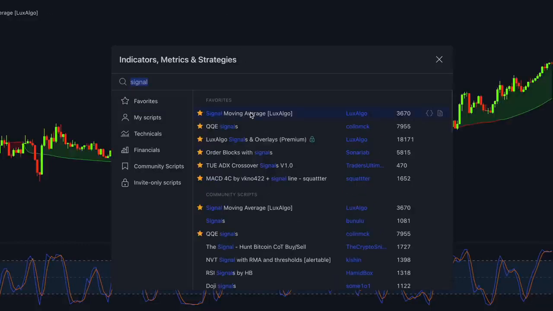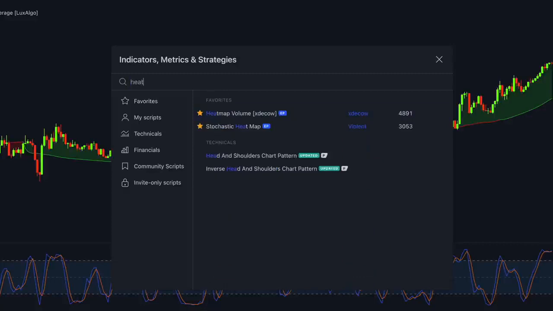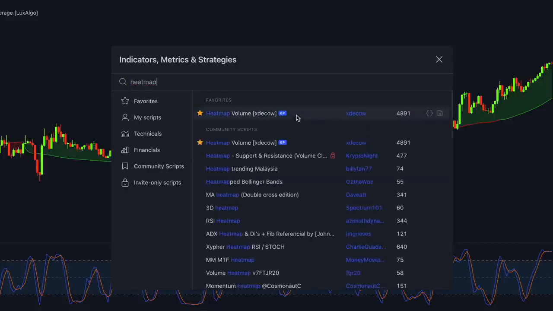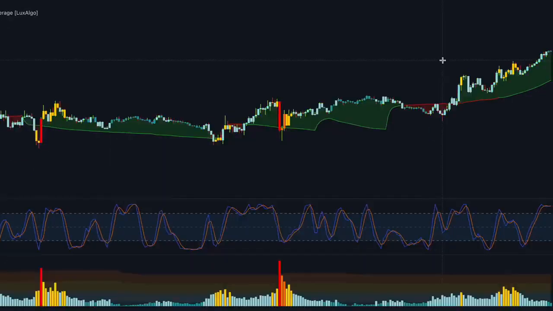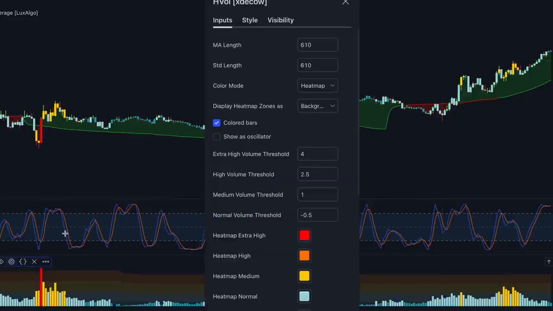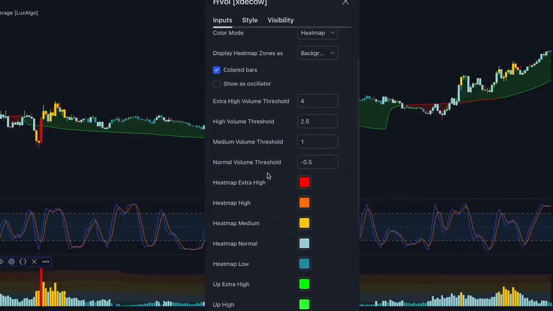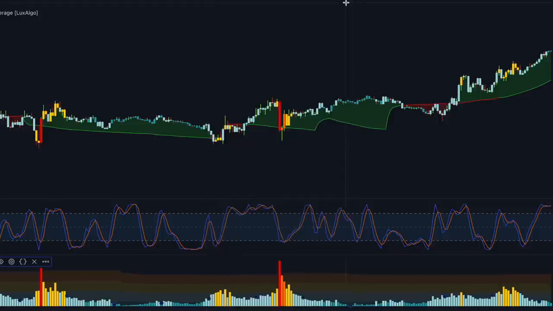For the next tool, add heat map volume. This indicator helps visualize the trading volume in different colors based on thresholds. There are 5 volume thresholds: low, normal, medium, high, and extra high. The only two we care about are medium and high. I found that trading during extra high or low market volume causes unpredictable price movements. As traders, our goal is to control everything as much as possible to stay safe. So to confirm the signals given by the stochastic RSI, the volume must be either medium or high.